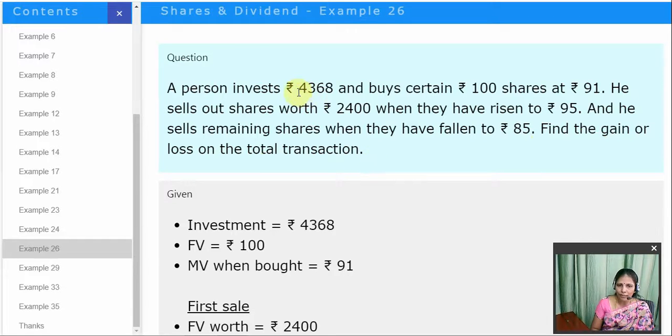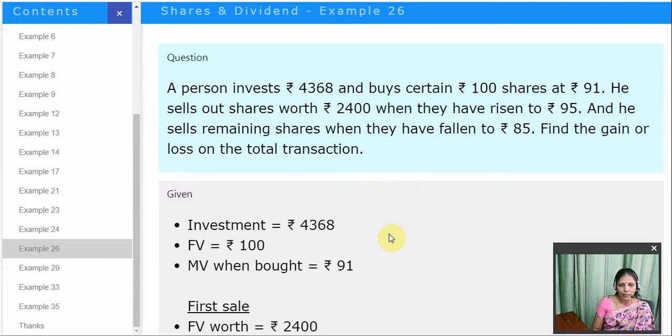So first time he is investing this much in a company, and he is buying some shares, right? And then when the market value goes up to rupees 95, he is selling a few shares, and then he is having some more shares in his hand, right? And then again when the market value goes down to rupees 85, he is selling the remaining shares which he had in his hand. Now out of this transaction, whether he has gained or he loses, that is what we need to find out, right?